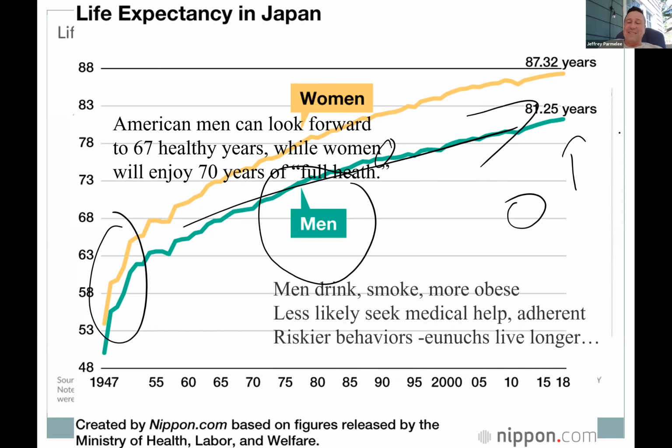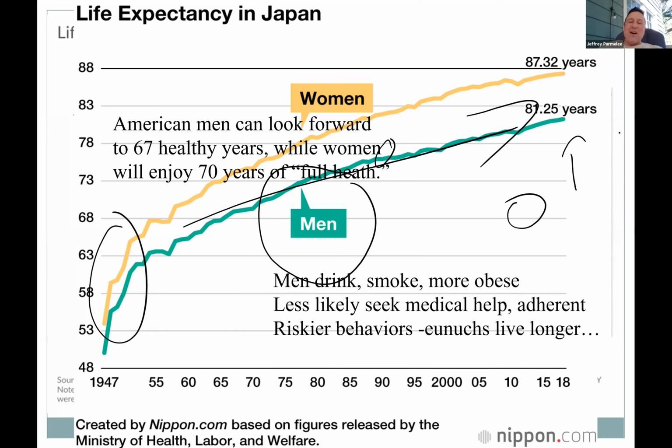Why? Well, many causes, but men drink, smoke, are more obese, less likely to seek medical help, less adherent to their medications, riskier behaviors. So all these things lead to a lower lifespan. A eunuch, if you castrate a male, you take out the testes, they live longer. They have less testosterone, causing some of these risky behaviors as well. So, yeah. Like I say, men are dumber. Should not say that, but they have more risky behaviors. I will say that.